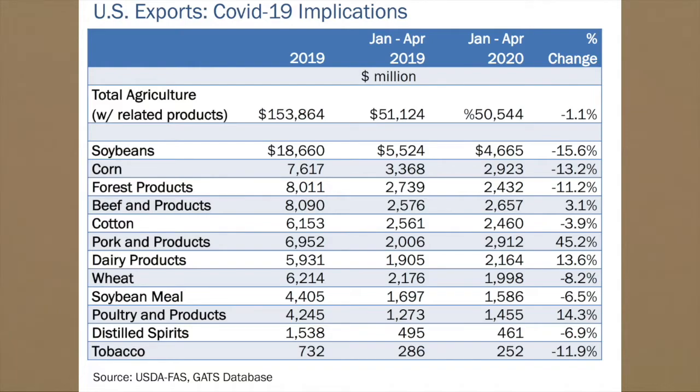So soybeans, obviously, since we rely on the Chinese market, if we compare the first 4 months of 2020 to the first 4 months of 2019, soybeans are down about 15.6%, corn down about 13%, forest products down about 11%. But then all markets have not faced declines.